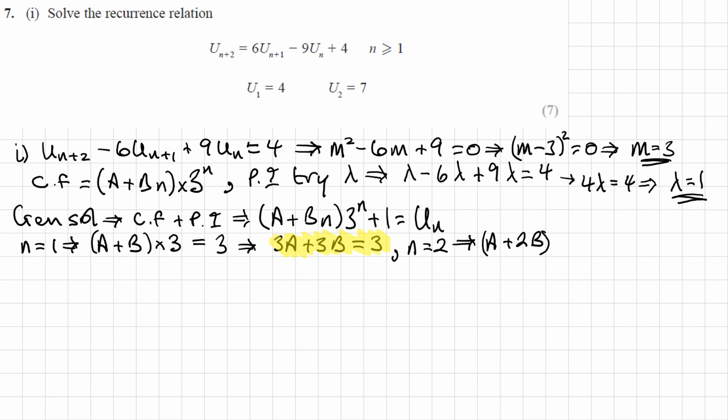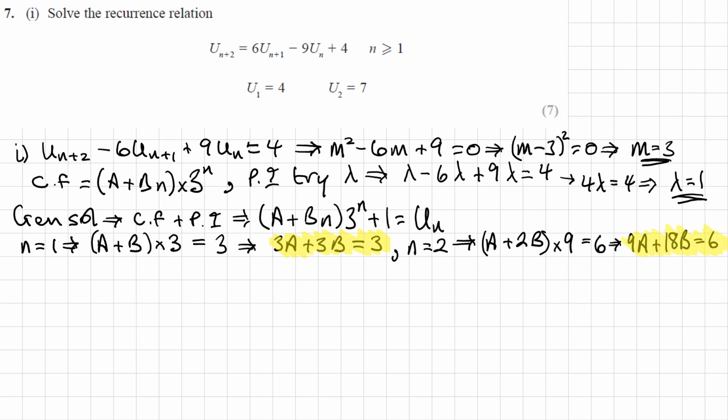And that's going to get times by 3 squared, so it's going to get times by 9. Again, I'm going to move the 1 across, and then on this side I put u2, which is 7, take away the 1, which is 6. So the second equation I get is going to be 9a plus 18b is equal to 6. So we want to solve these two equations simultaneously.